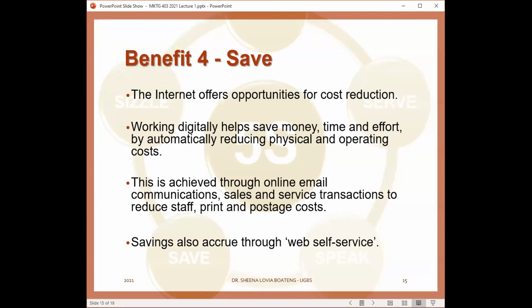And bear in mind that these benefits accrue sometimes, in the case of save for example, on the part of both the firm and the customer. But generally what we are discussing now is in terms of benefits that the firm stands to gain by utilizing e-marketing to sell to their customers. So that is it for the save dimension.